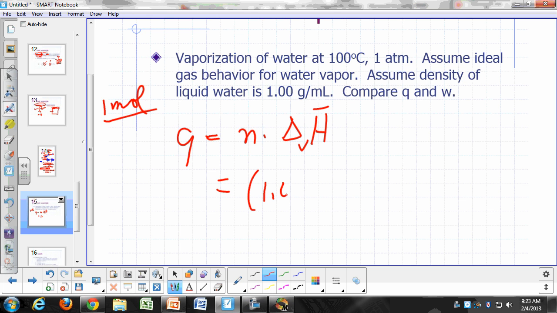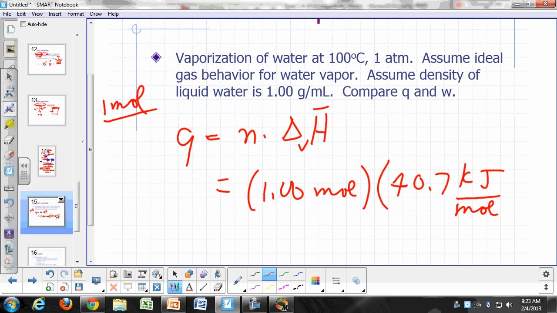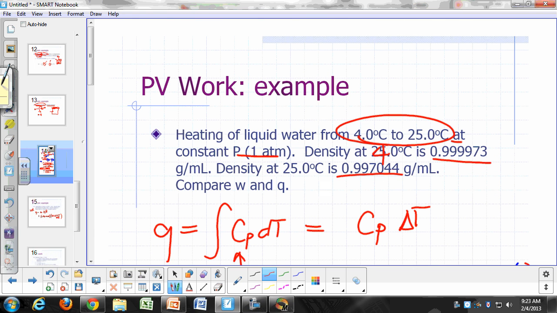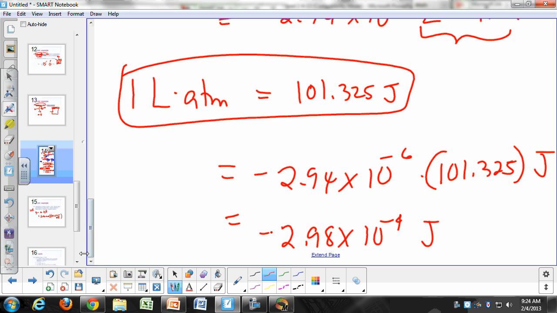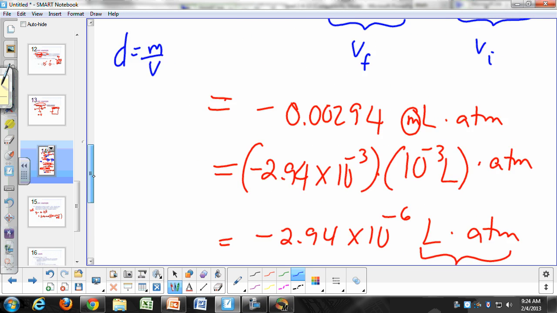So you have 1 mole times, what's the delta H vaporization of water? You remember? About 40.7 kilojoules per mole. Oh, by the way, before we proceed with that, going back here, did we have the right value for W, algebraic sign? What was our algebraic sign for W? Negative, right? Why negative? Should it be negative?